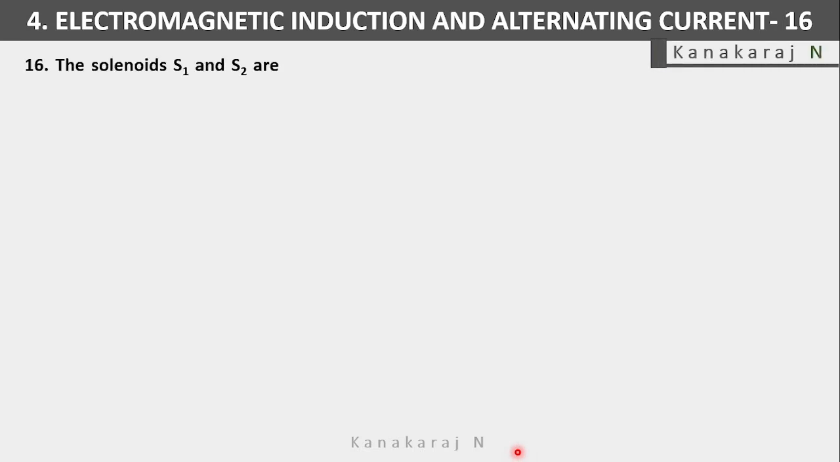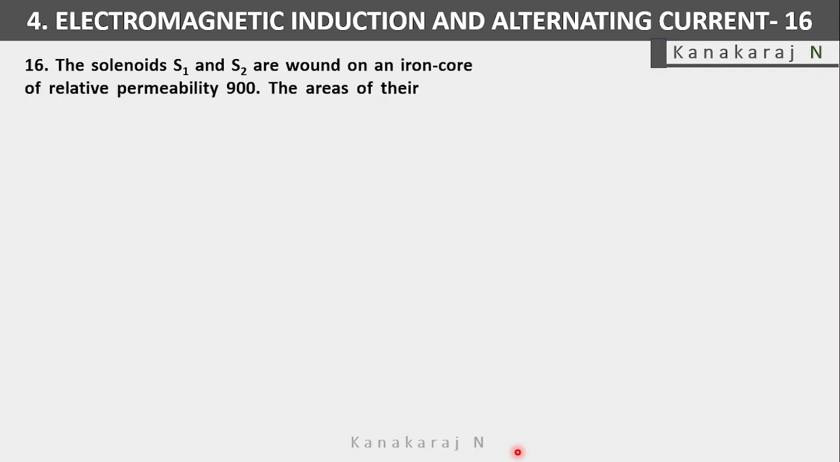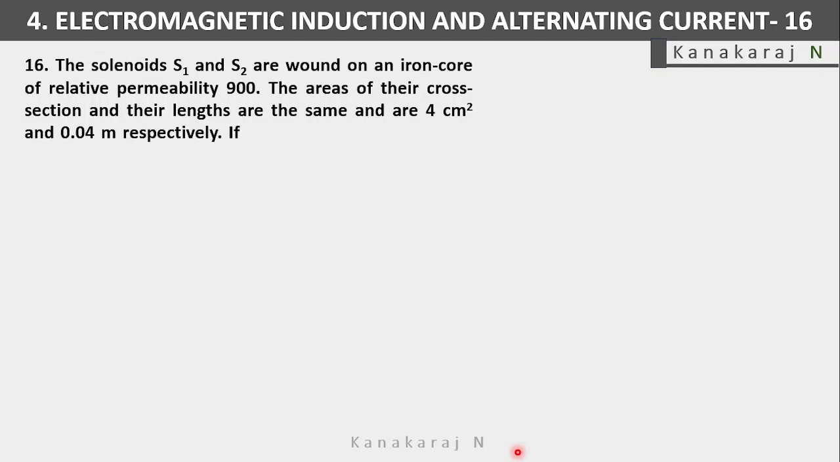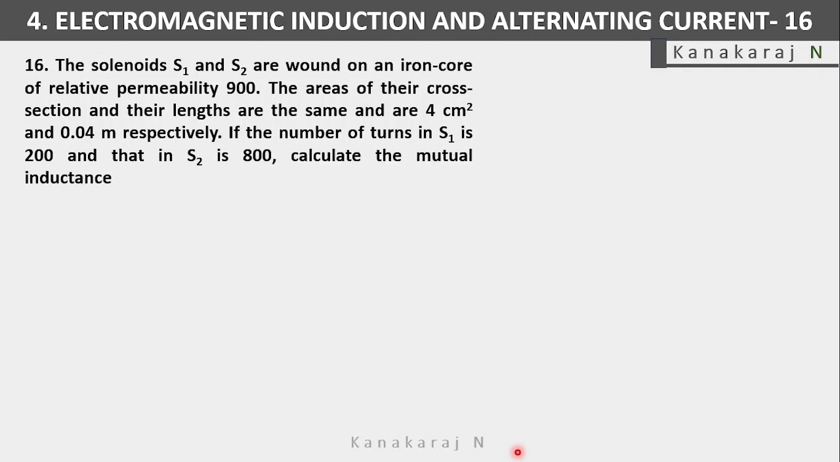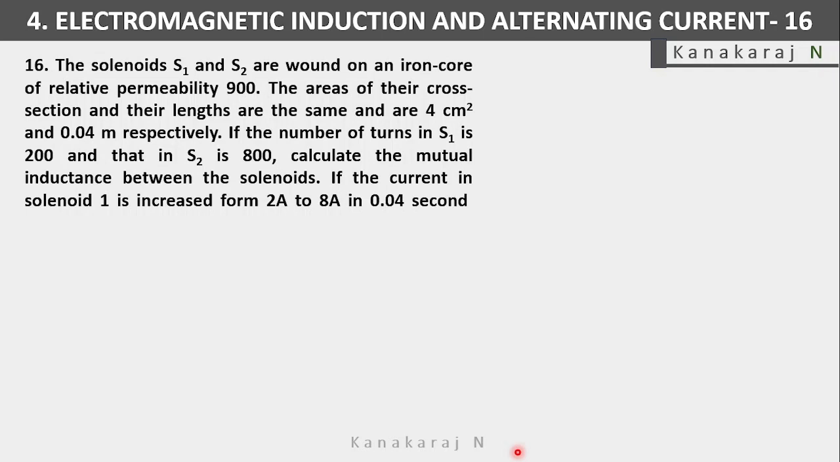The solenoids S1 and S2 are wound on an iron core of relative permeability 900. The areas of their cross section and their lengths are the same and are 4 cm square and 0.04 meter respectively. If the number of turns in S1 is 200 and that in S2 is 800, calculate the mutual inductance between the solenoids. If the current in solenoid 1 is increased from 2 ampere to 8 ampere in 0.04 second, calculate the induced EMF in solenoid 2.